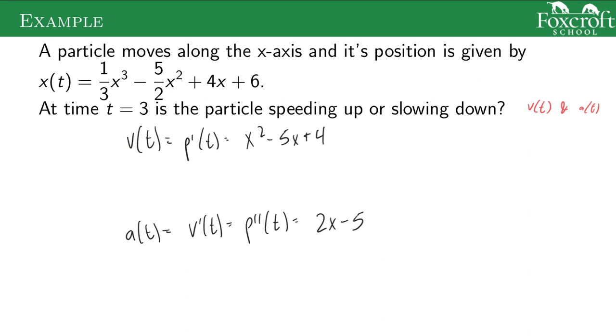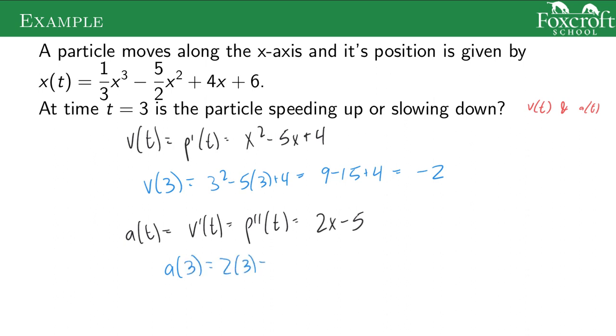Now the question gives us my specific time, t equals 3. If it didn't give me a specific time, I would have to do number lines and stuff, which we'll do in class. But for now, it just gives me exactly at 3. My velocity is going to be 9 minus 15 plus 4. Negative 6 plus 4 is negative 2. So I'm moving to the left, and my acceleration is 6 minus 5 equals 1.